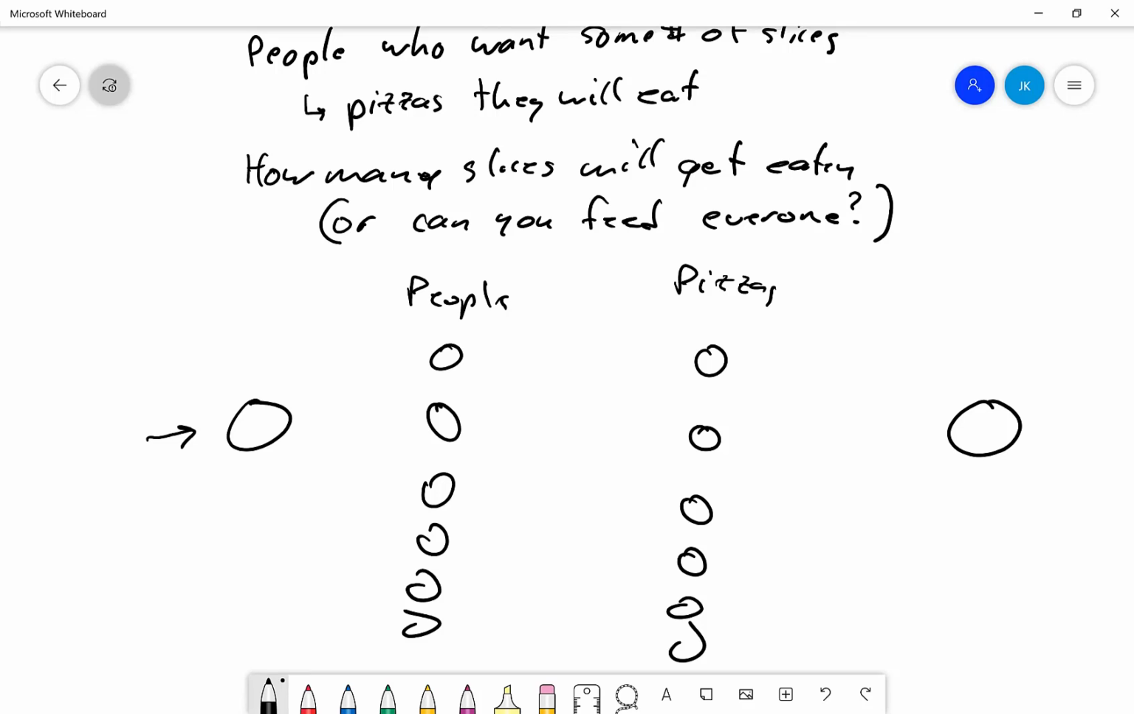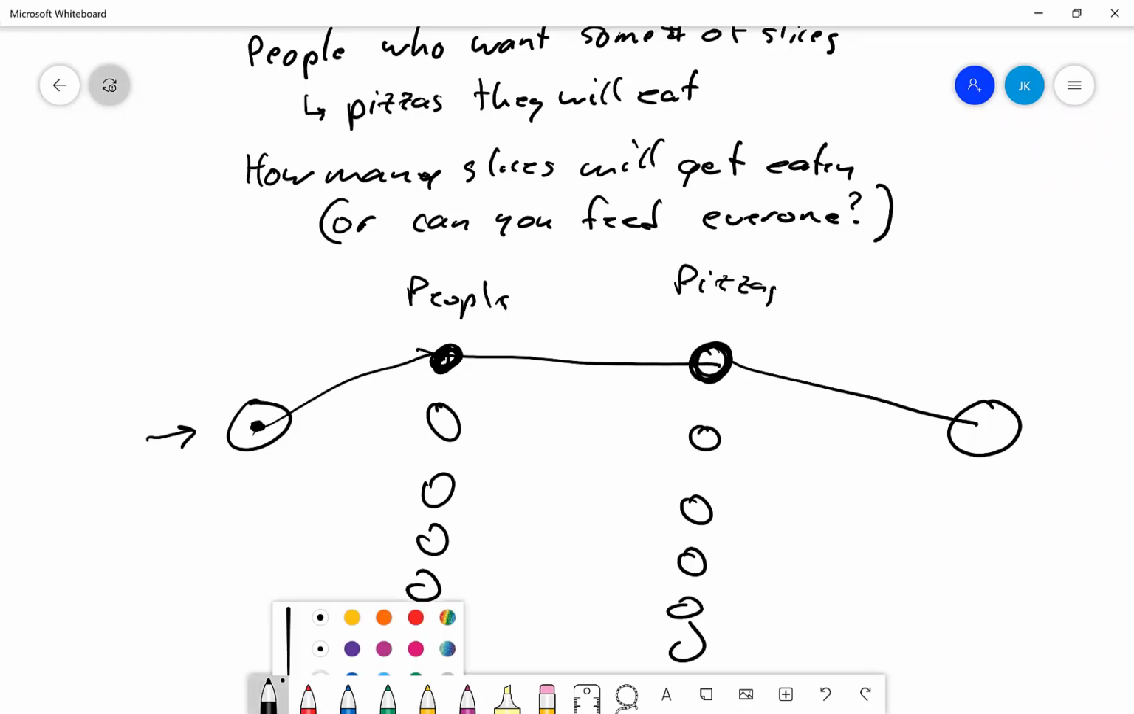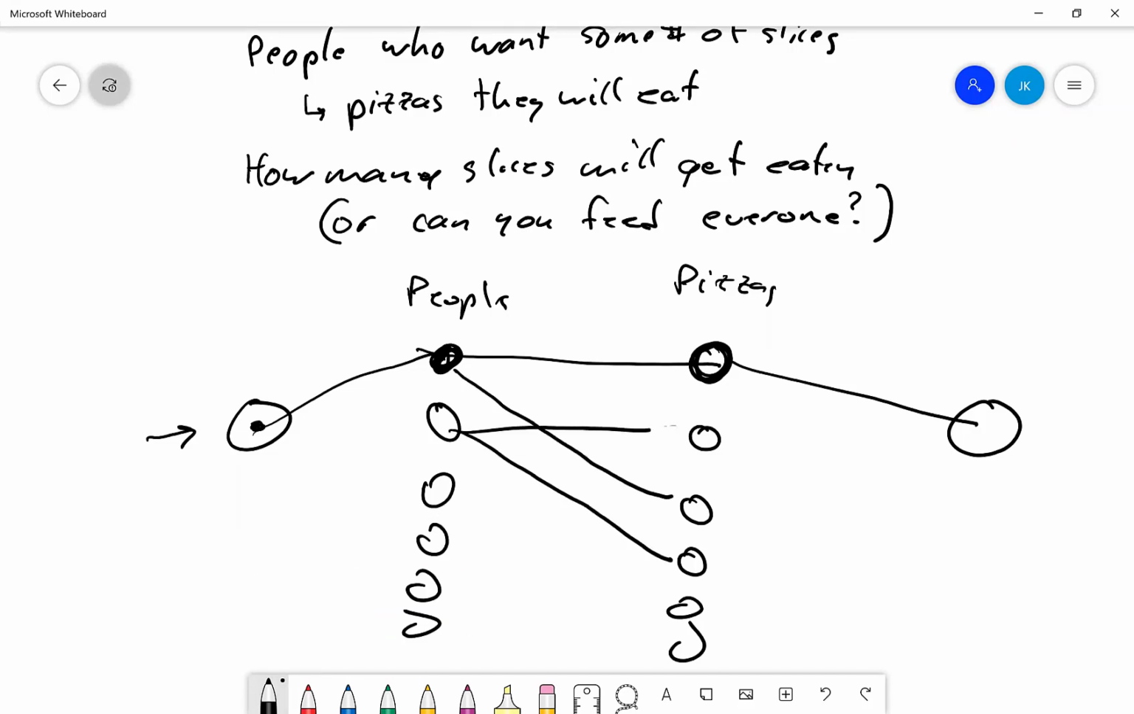Okay. The way to think of it is, if I take a path from the source to a person, to a pizza, and to the sink, it means that this person right here is eating some number of this type of pizza. However much flow there is along that path is the way to think of it. Now I need to come up with the edge weights and which edges to include. For one thing, you can include edges just for the pizzas that individuals are likely to be willing to eat.